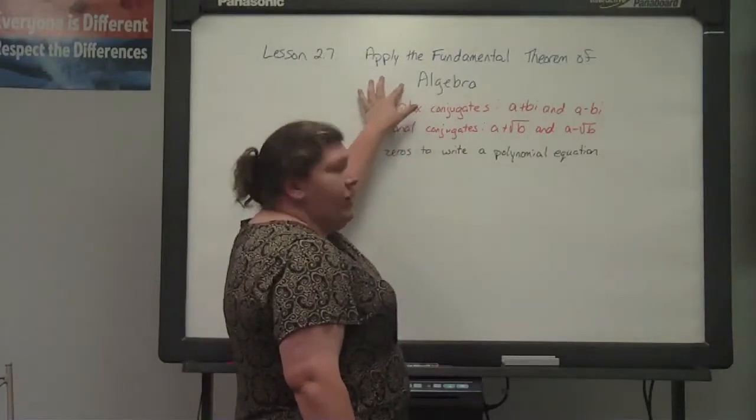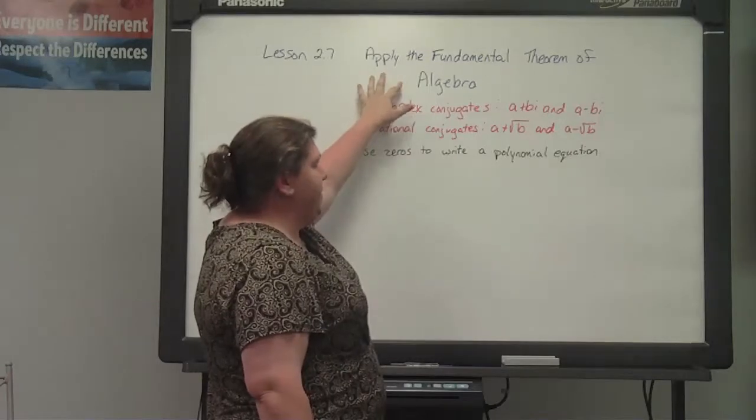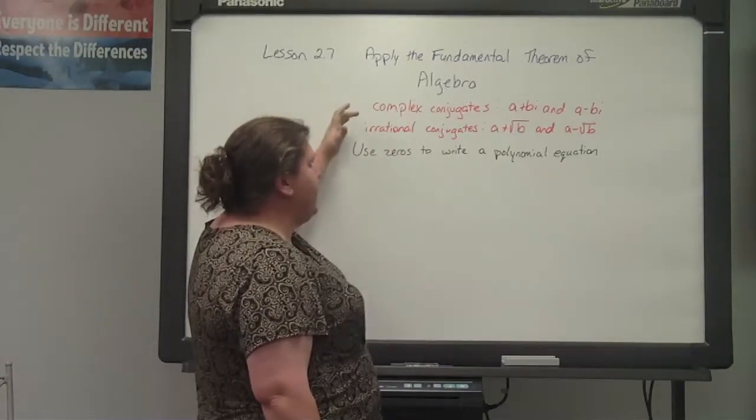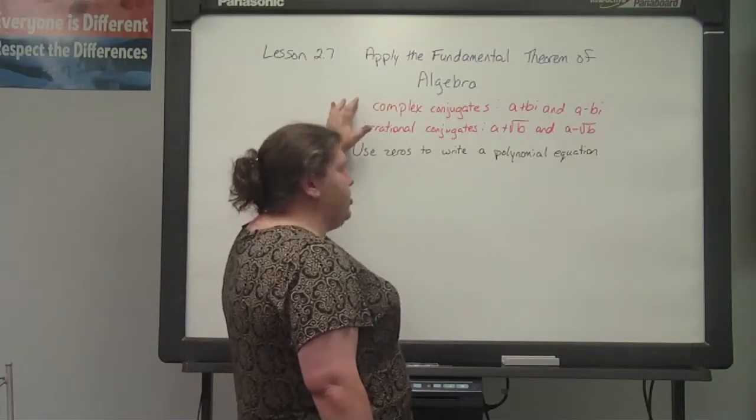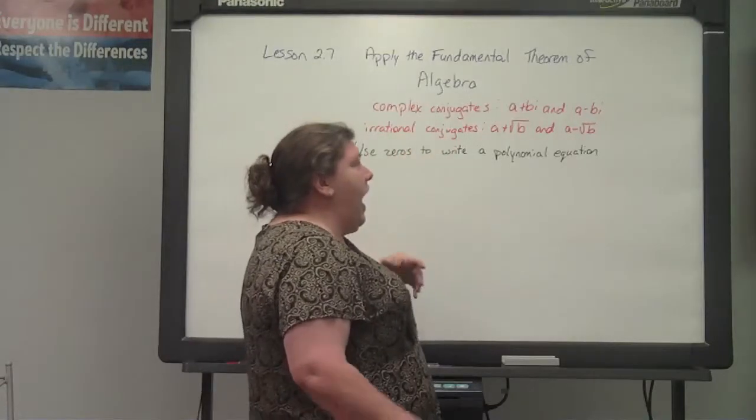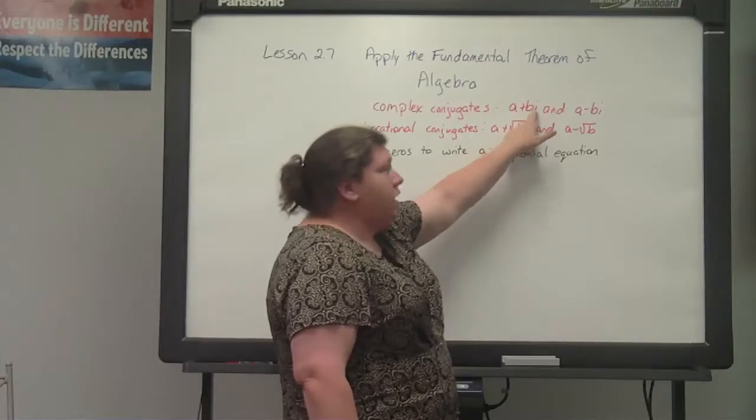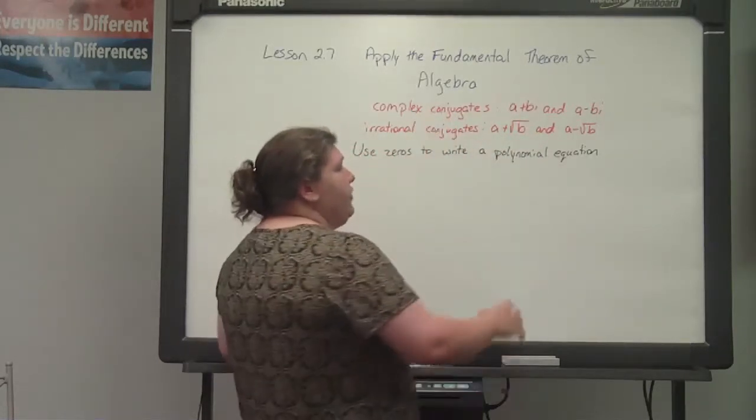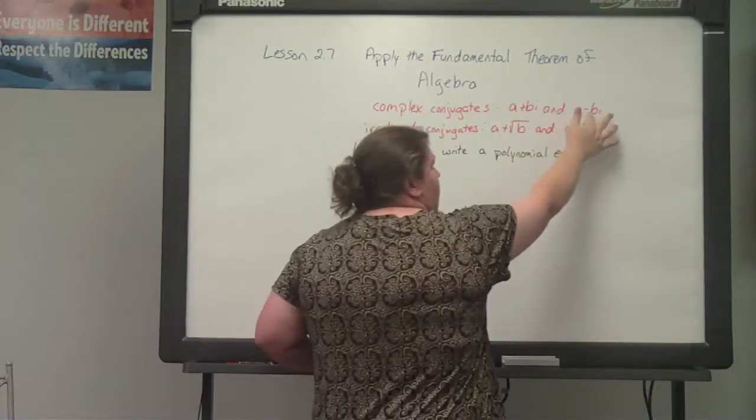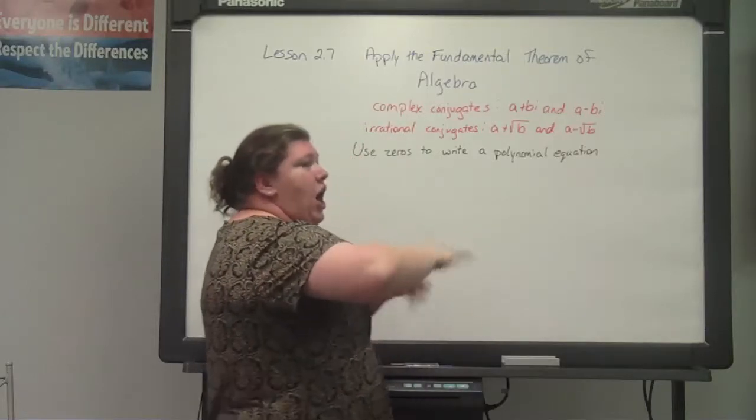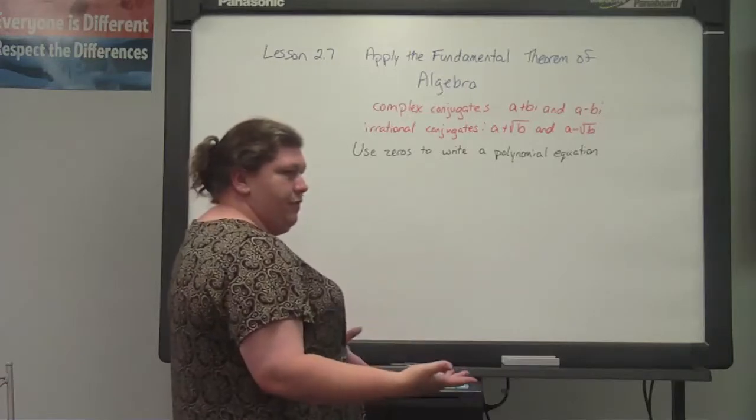The next concept that we are going to look at in applying the fundamental theorem of algebra lesson is concerning complex conjugates and irrational conjugates. A complex conjugate will have an i. Anytime you see the word complex, you will have an imaginary number. The conjugate means that if you have a plus bi, the conjugate of it is a minus bi. You're going to have the opposite also. So if you have a positive, the opposite is the negative.